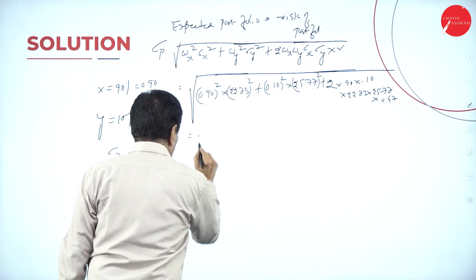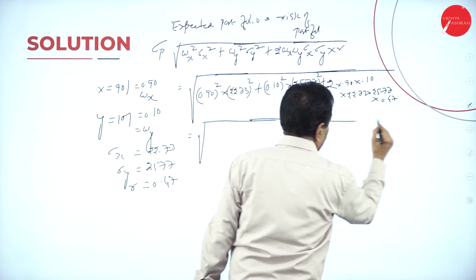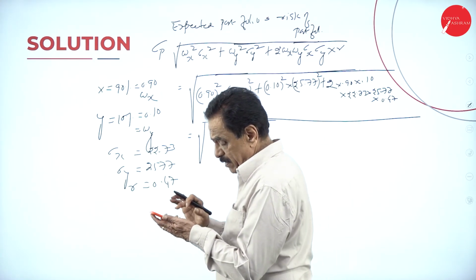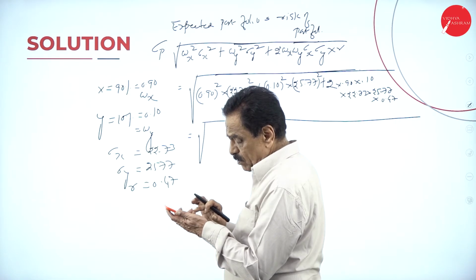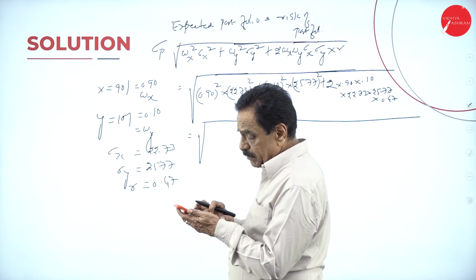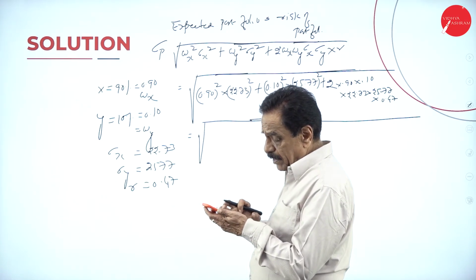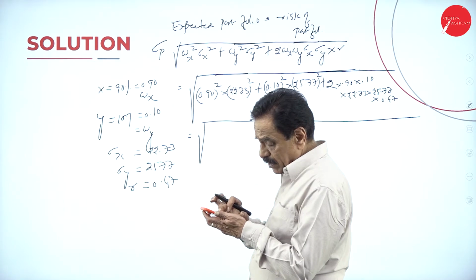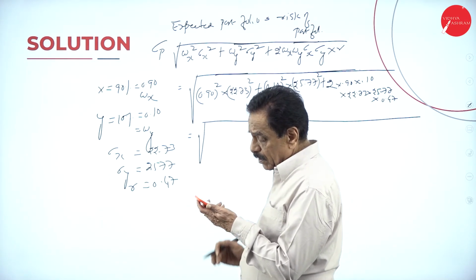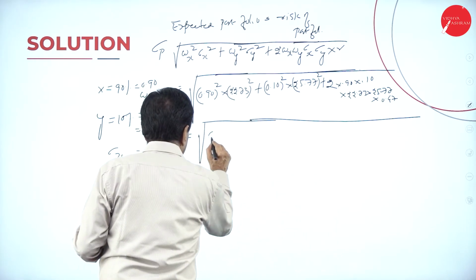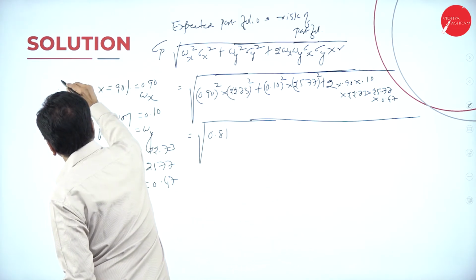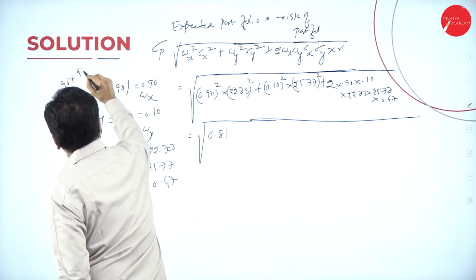Simplify. Root of 0.90 into 0.90, that is 0.81.